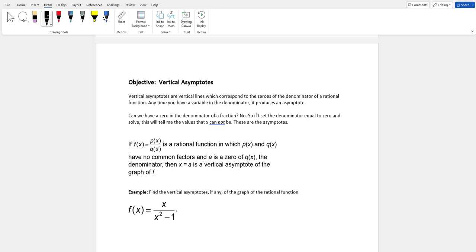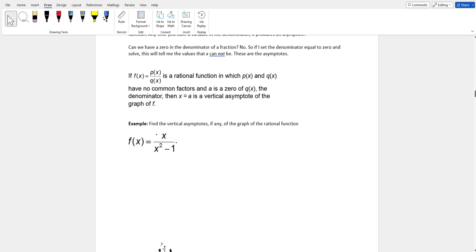If f of x is equal to p of x over q of x is a rational function in which p of x and q of x have no common factors, and a is a zero of q of x, the denominator, then x equal to a is a vertical asymptote of the graph of f. So let's look at this first example. We're going to find the vertical asymptotes.